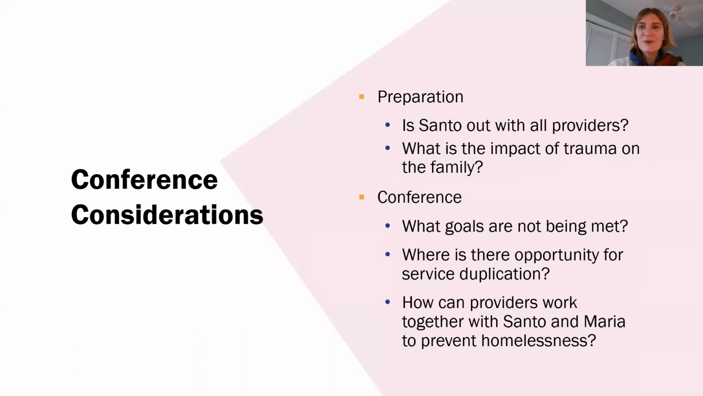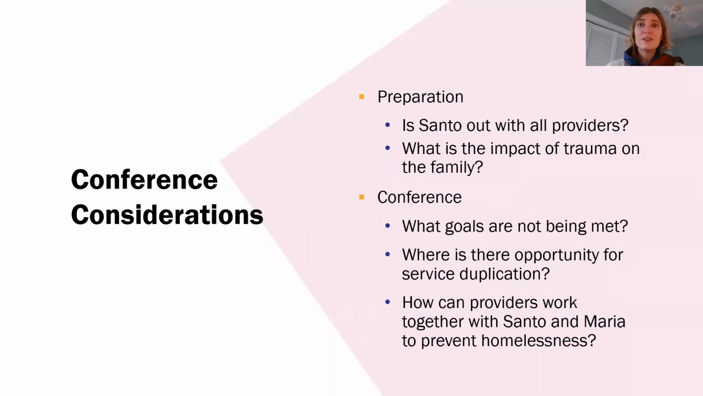But right, as you all had mentioned, right, and as we see on this slide, we're looking at that preparation of making sure that we are thinking about the impact of trauma on the family, how that's showing up in places like school and employment, right? Some of the things that we talked about last session that we had. As we mentioned, being aware of what Santo and how comfortable he is with all of the providers, how much information he has shared about his gender identity.